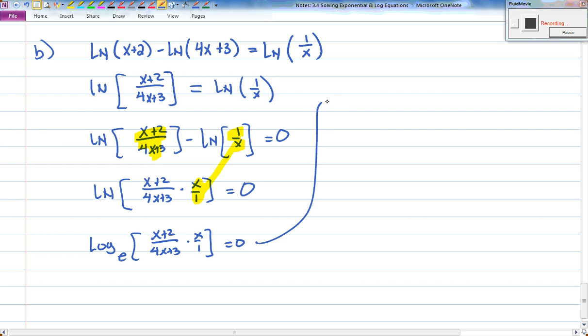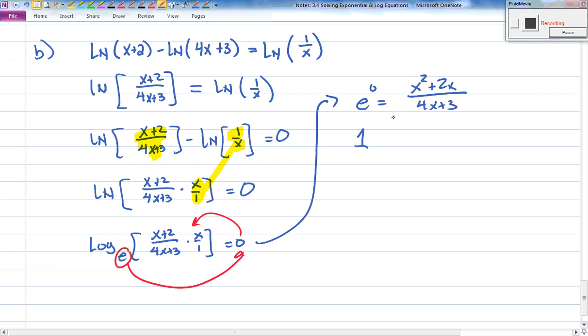So I'm going to bring this problem up here now, and I'm going to exponentiate. Okay? E to the power of 0 gives me back all this stuff. So e to the 0 gives me back x squared plus 2x all divided by 4x plus 3. All I did was multiply the x times the x plus 2. Well, e to the 0 we know is a value of 1. So 1 is equal to x squared plus 2x over 4x plus 3.